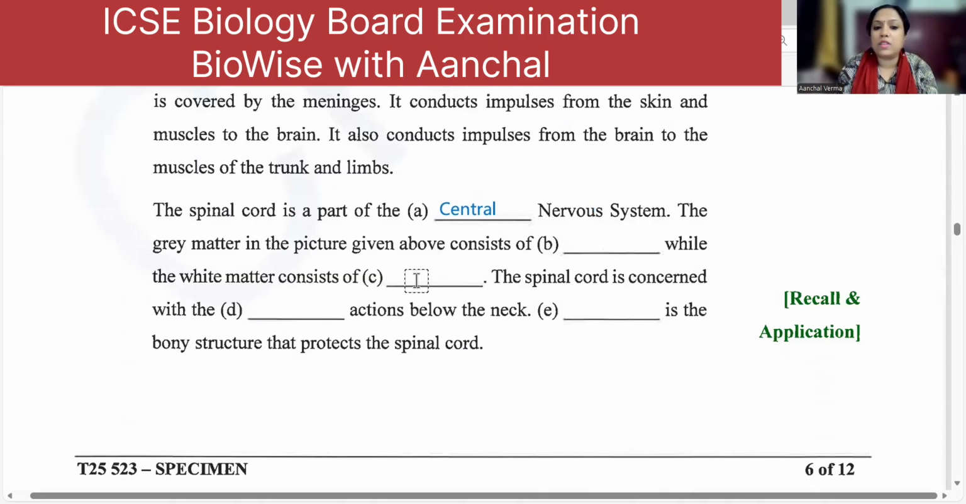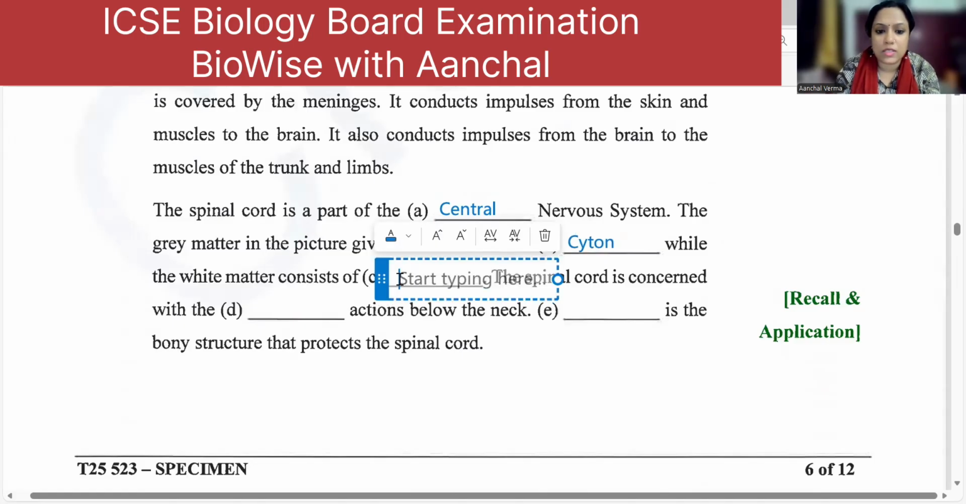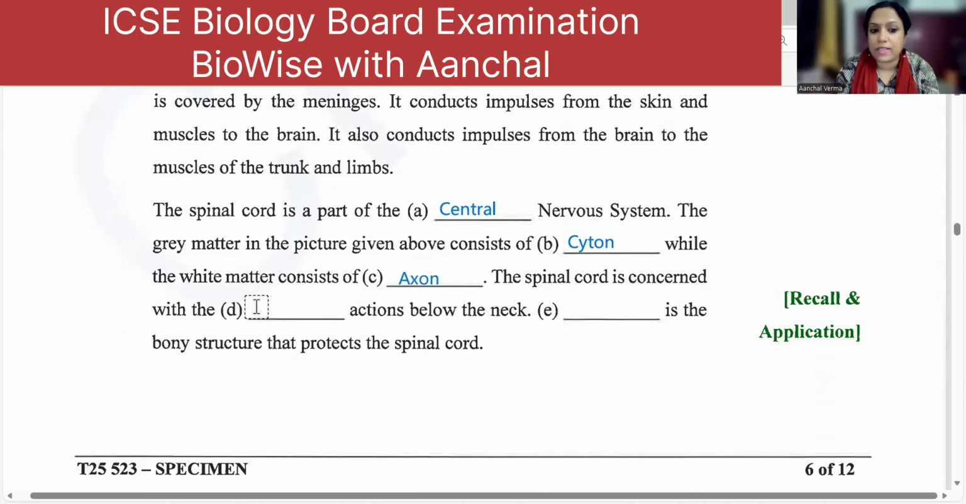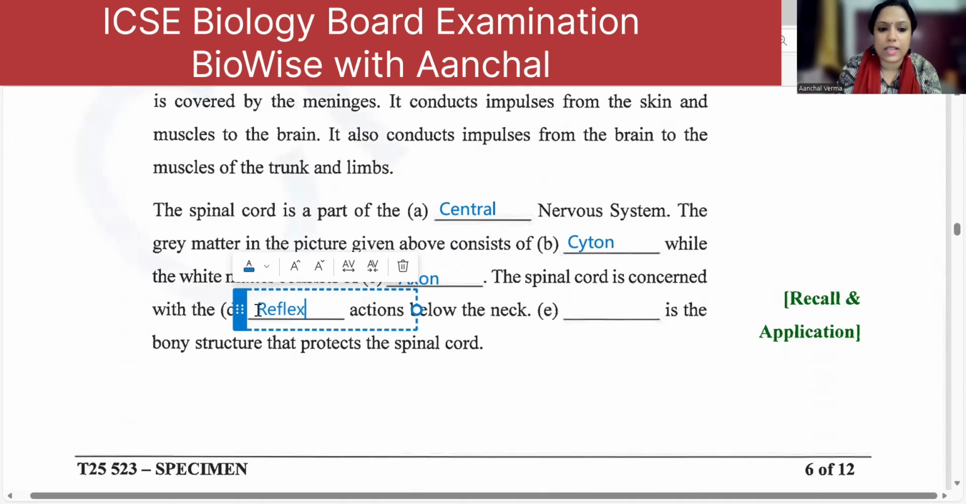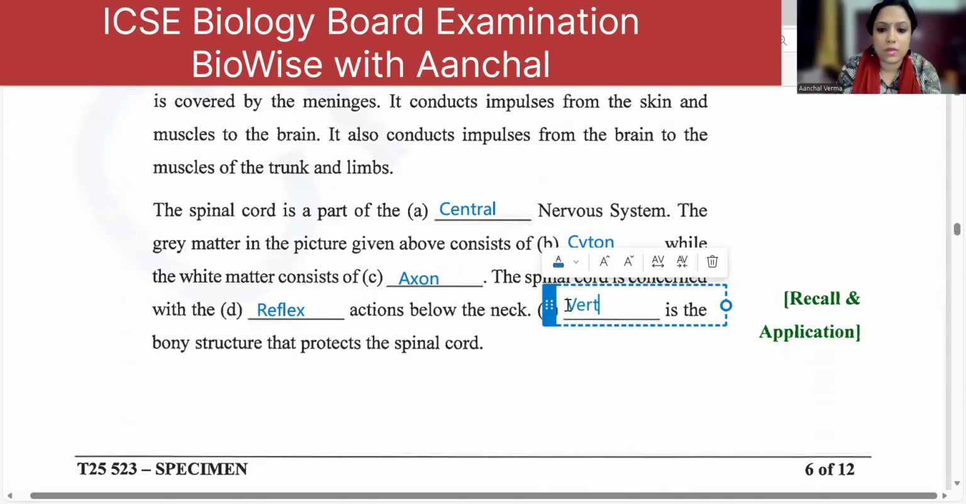The gray matter in the picture given consists of. Now, what is the gray matter and what is white matter? I remember it like that: gray matter contains cyton, while the white matter contains the axon. The spinal cord is concerned with the reflex actions. Below the neck, dash is the bony structure that protects the spinal cord: the vertebral column. Right? Vertebral column.